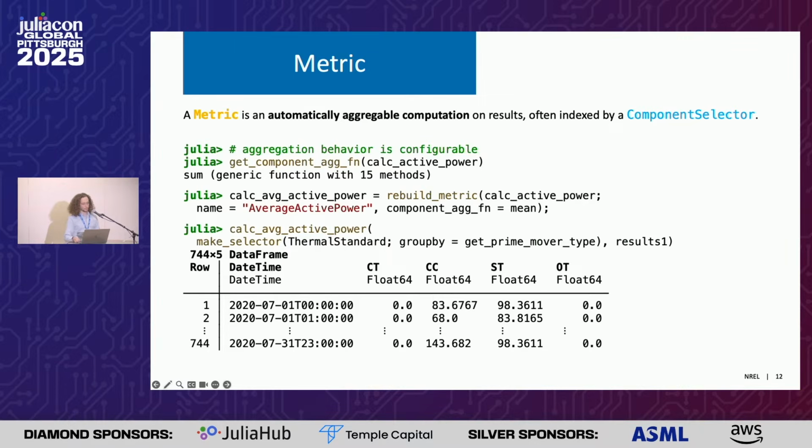That's configurable, of course. So you can see we're looking up that the component aggregation function for this metric is sum, but we could make a new metric built from that old metric except changing that aggregation function to mean. And you can see that we get a table of the same shape, but now it's averaging across the generators in each of the groups rather than adding.